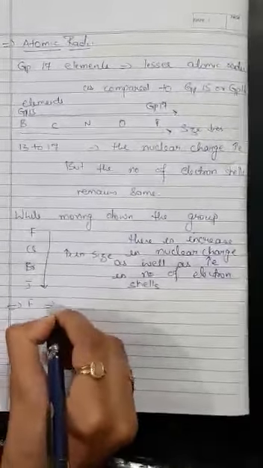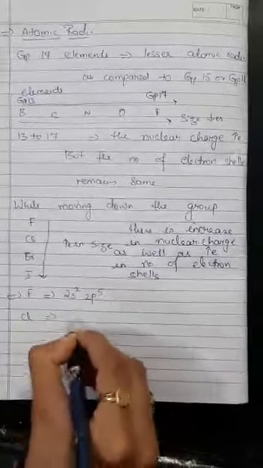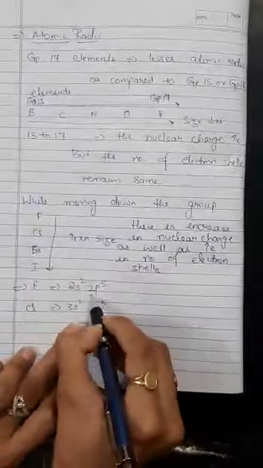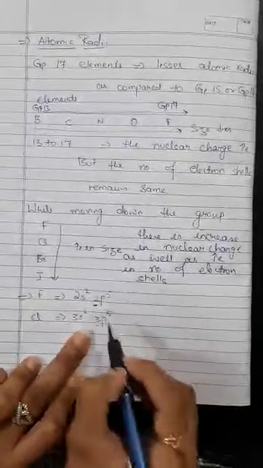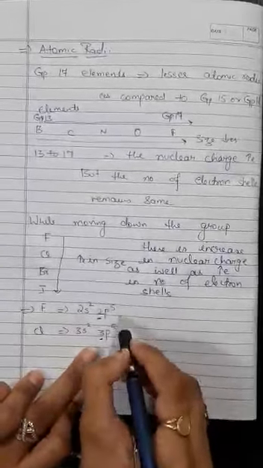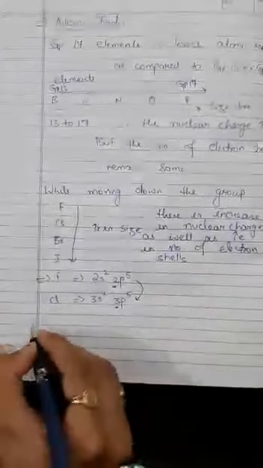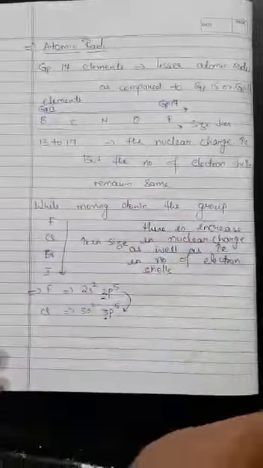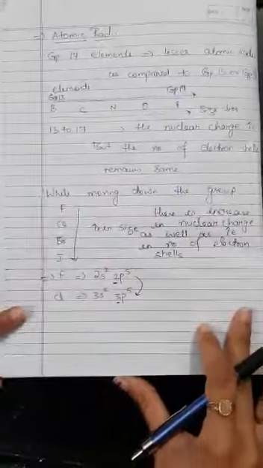Say fluorine has the electronic configuration 2s2 2p5 and chlorine has 3s2 3p5. Now here we can easily see that in fluorine the outermost shell is the second shell and here it is the third shell. So there is an increase in the number of shells, so automatically there will be an increase in the size. So with this, when we move from group 13 to group 17, the size always goes on decreasing, while moving down the group from chlorine to iodine, there is always an increase in the size.